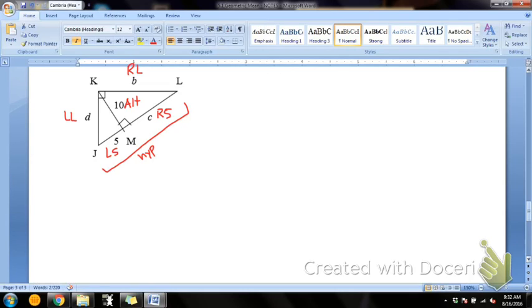Would you agree if I knew what C was, if I told you that C was 10, I could add 5 and 10 together, the right seg and the left seg together to get my hypotenuse, right? But I don't know what C is yet. Okay, that might come later in the problem. Okay, so let's go ahead and set up our proportions. So left seg over left leg equals left leg over hypotenuse.